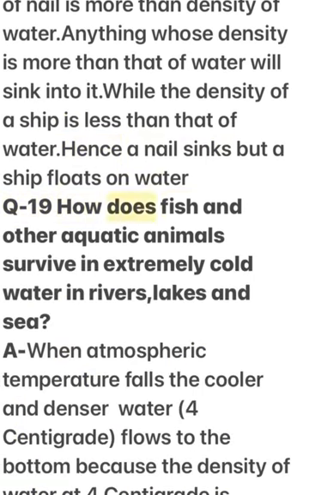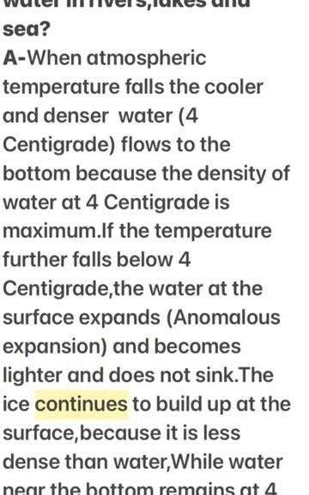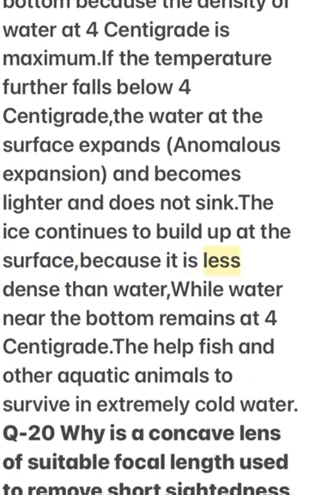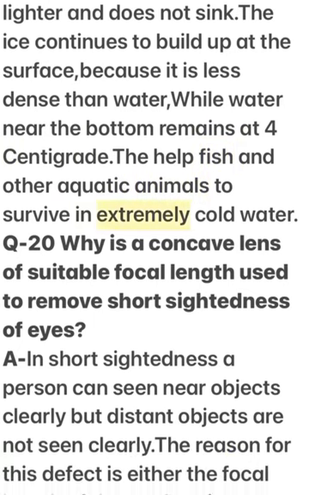Q19. How do fish and other aquatic animals survive in extremely cold water in rivers, lakes and seas? A. When atmospheric temperature falls, the cooler and denser water at 4 °C flows to the bottom because the density of water at 4 °C is maximum. If the temperature falls further below 4 °C, the water at the surface expands, anomalous expansion, and becomes lighter and does not sink. The ice continues to build up at the surface because it is less dense than water, while water near the bottom remains at 4 °C. This helps fish and other aquatic animals to survive in extremely cold water.